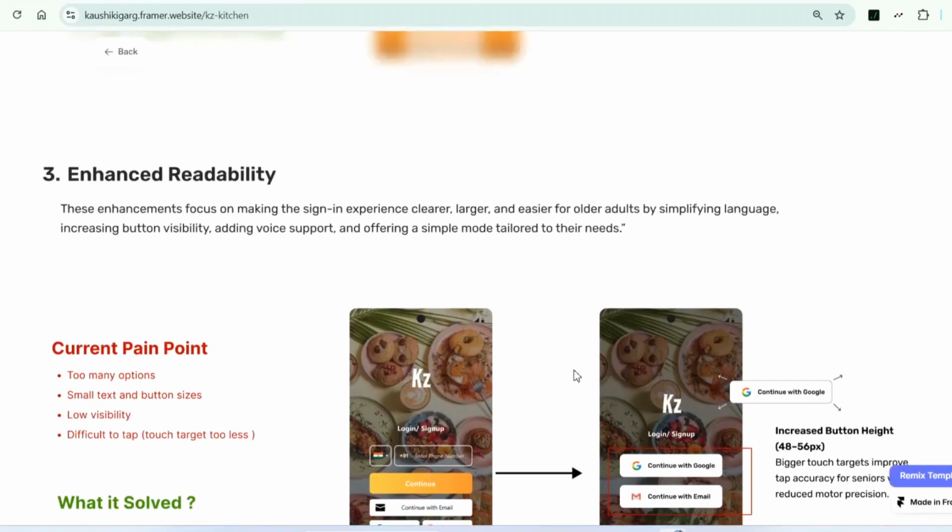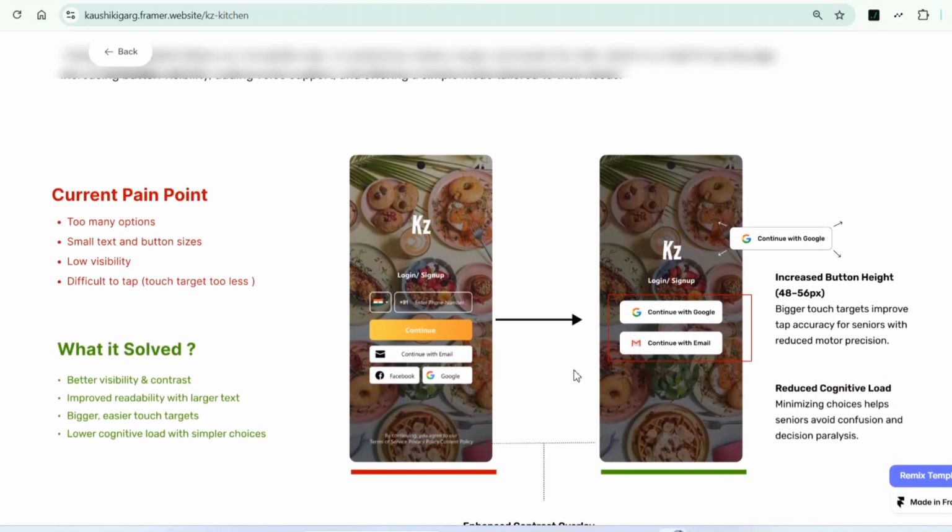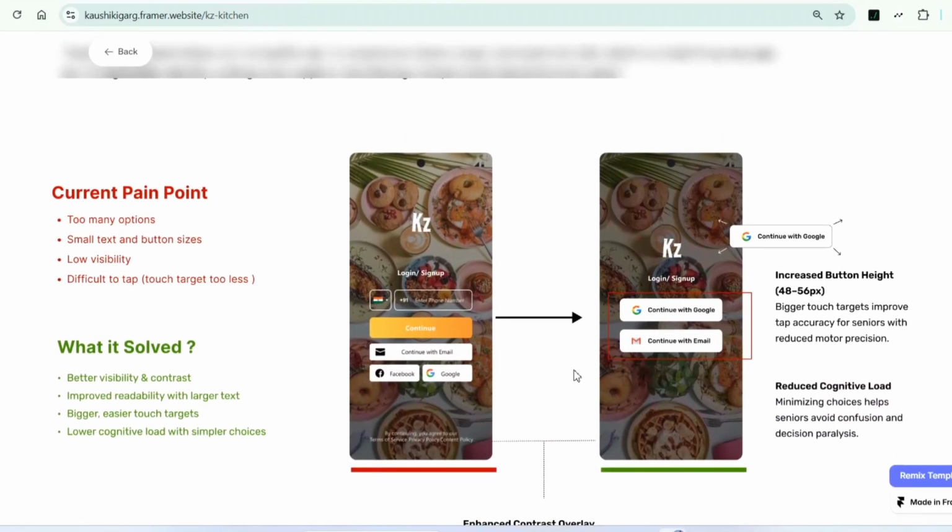The third feature was to enhance the readability. In the previous flow, there were too many options just on the login screen, where they can use number or email or Google or Facebook or whatnot to log in or sign up, which was increasing the cognitive load and pressure on the minds of elderly people. After redesigning, I decreased the steps and gave just two options to sign up and log in, Google and email, which reduced their cognitive load.